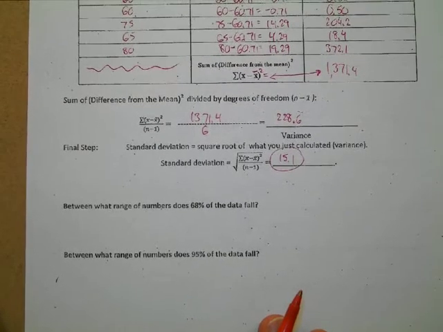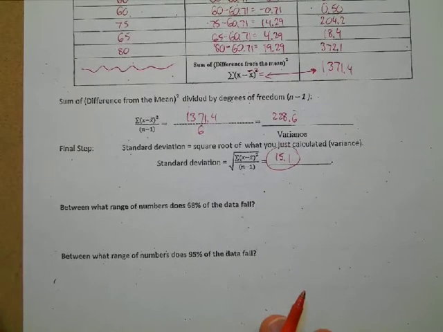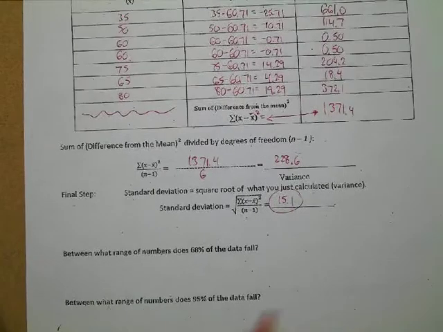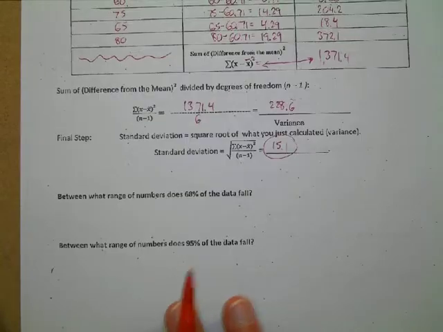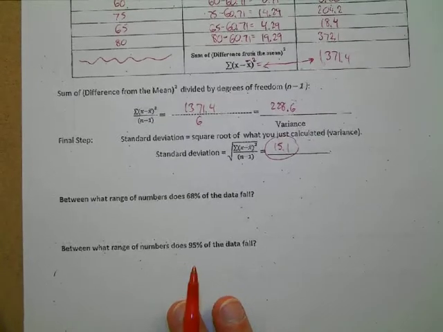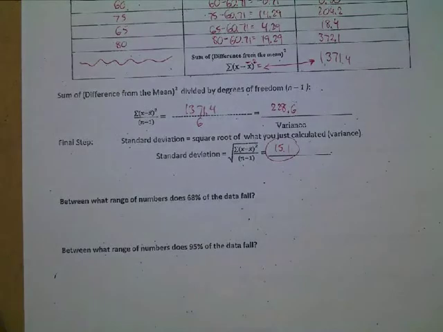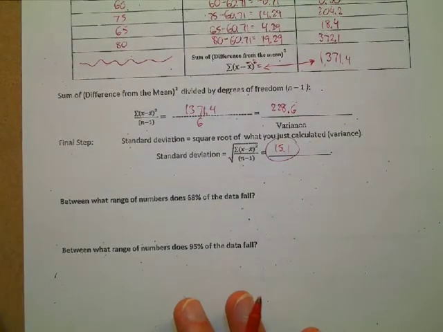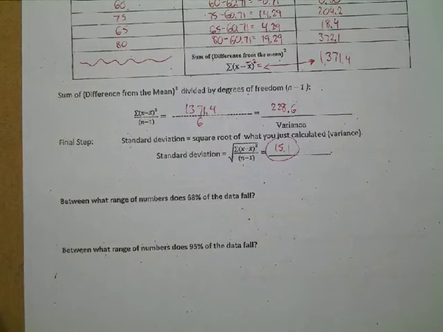Anyway. Between what range of numbers does 68% of the data fall? It's our data right here. So how many standard deviations away gives us 68% of the data? One standard deviation from the mean. Remember, the mean is the center. If you go one standard deviation away in the positive direction and one in the negative direction, to the right and to the left, this creates an interval where 68% of your data will fall.